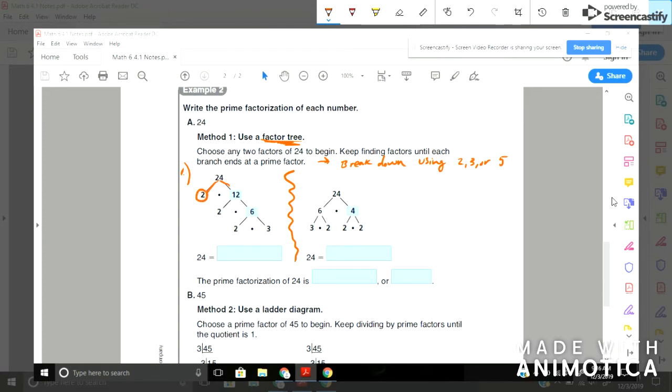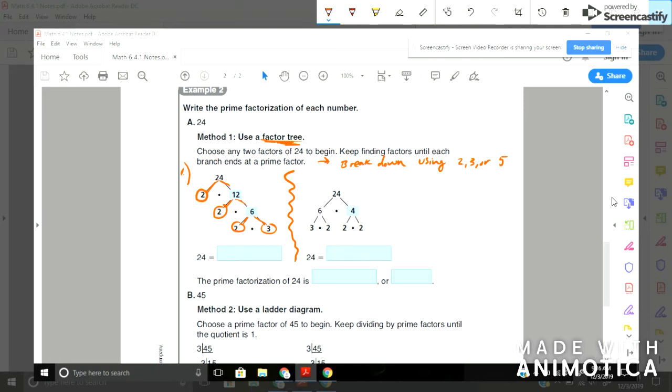Okay, well, they looked at 12 and they said, well, you can still break down 12 into 2 different numbers because 12 is a composite number. We can break it down further using some of its factors. So can we divide it by 2 again? Yes. 2 times 6. Again, I circled my 2. How about 6? Well, I can break 6 down into 2 times 3, and 2 and 3 are both prime numbers. So you keep finding factors until each branch ends at a prime factor.